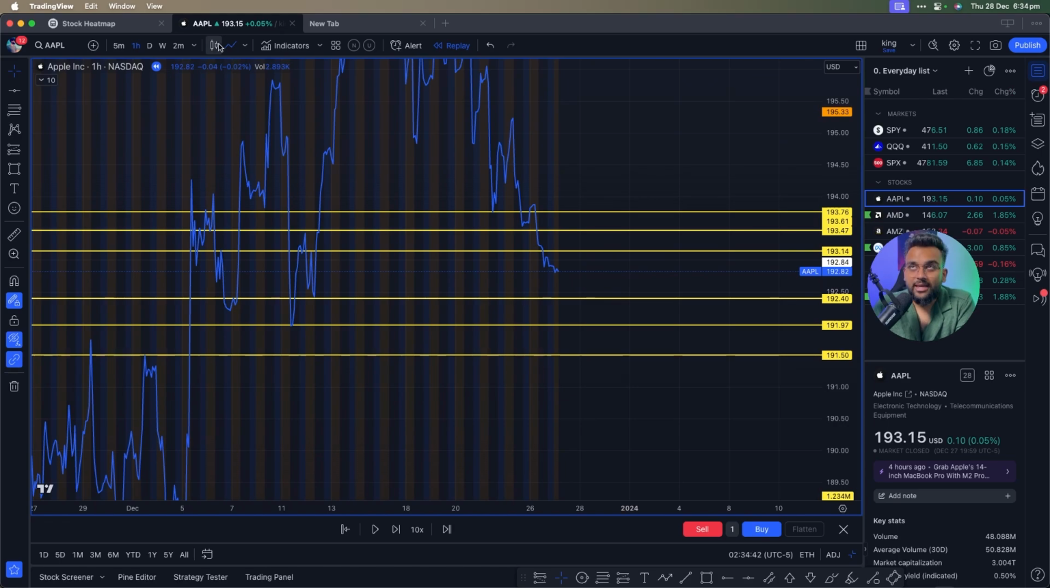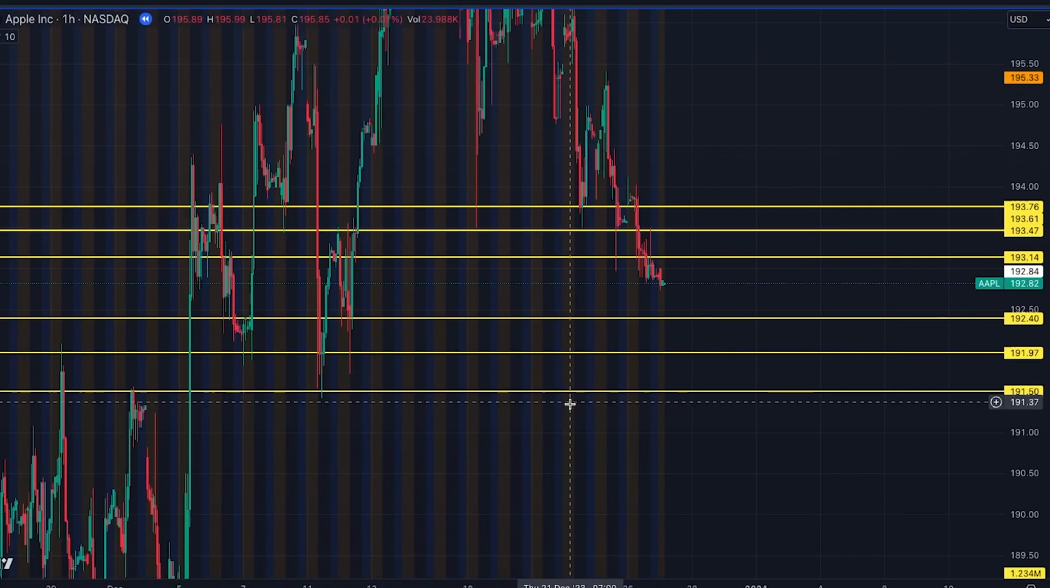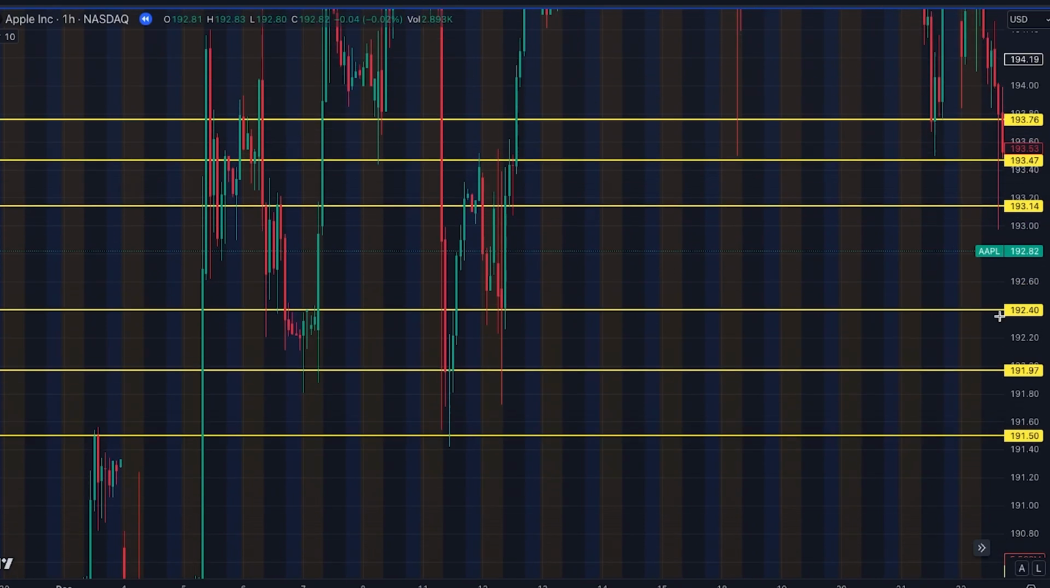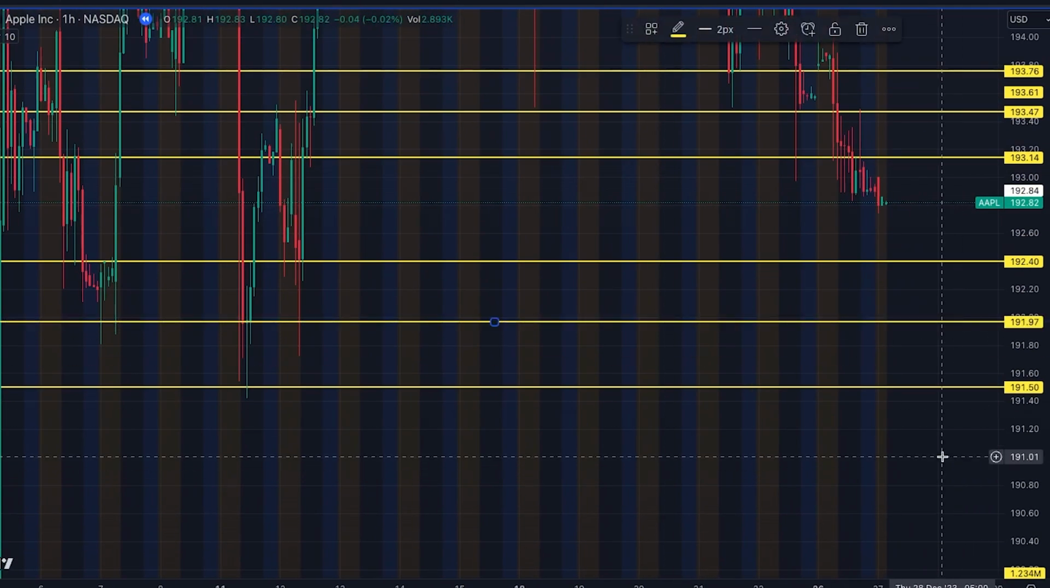Sweet. Now we go on a candlestick chart again. Now we have drawn these levels. Now we need to adjust these levels so they just look a little bit better. What I mean by adjusting these levels simply means if it's 191.97, can we just make it 192?